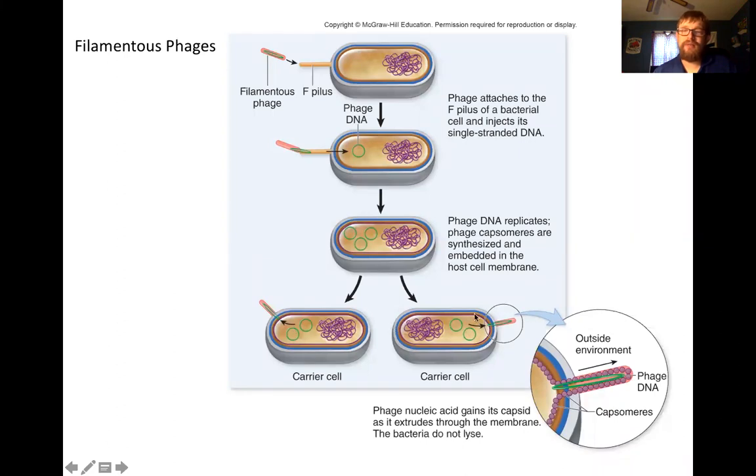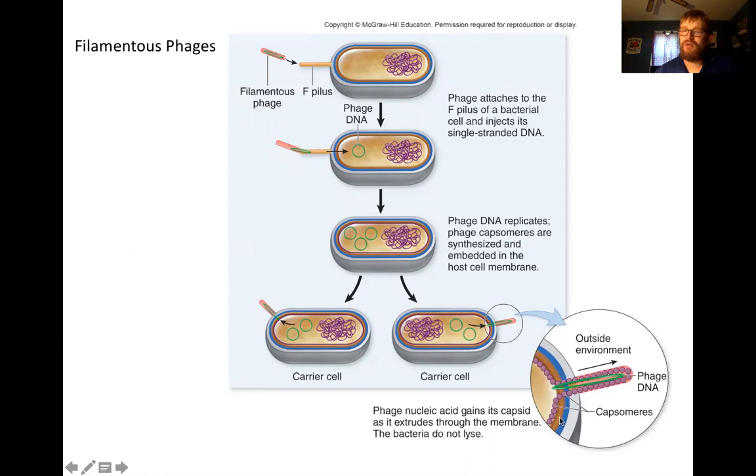And so you're making copies of both. But again, as the cell divides, it takes some of that phage DNA with it. And so the cells divide, the phage DNA goes with the new cell. It can then leave via the fertility pilus, go out and find another cell.